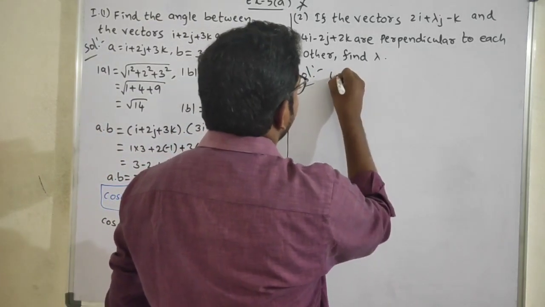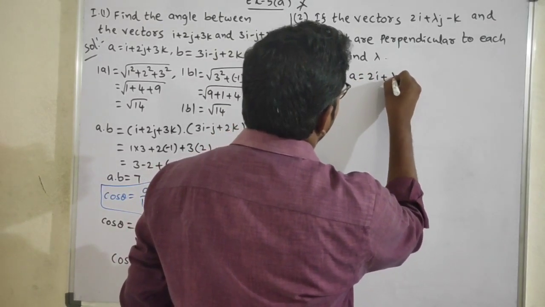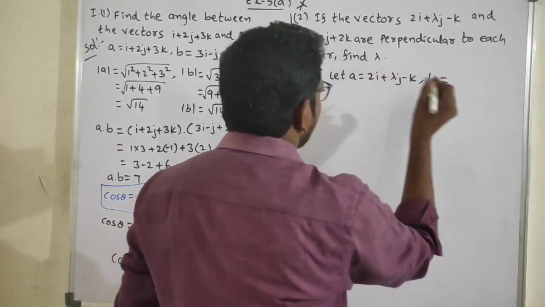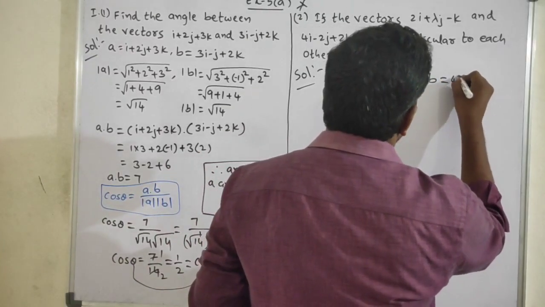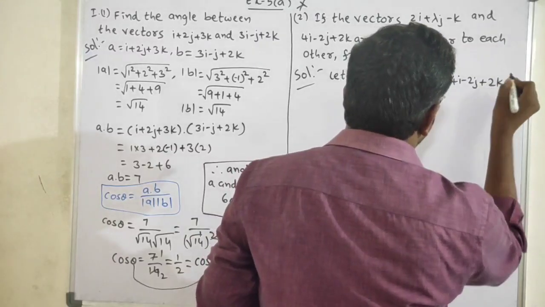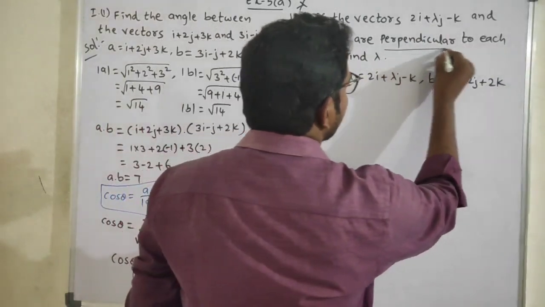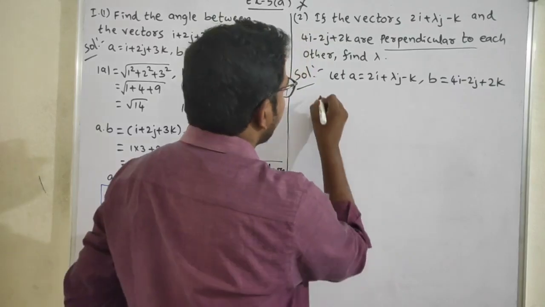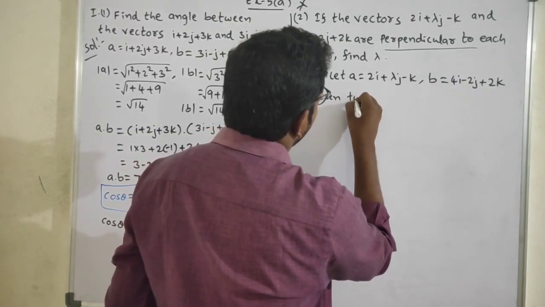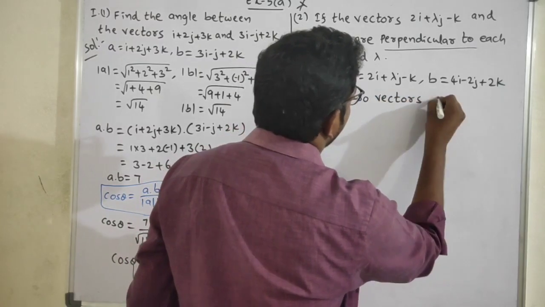First take let a is equal to the first vector, a is equal to 2i plus lambda j minus k, and b is equal to the second vector, 4i minus 2j plus 2k. Here the given two vectors are perpendicular.